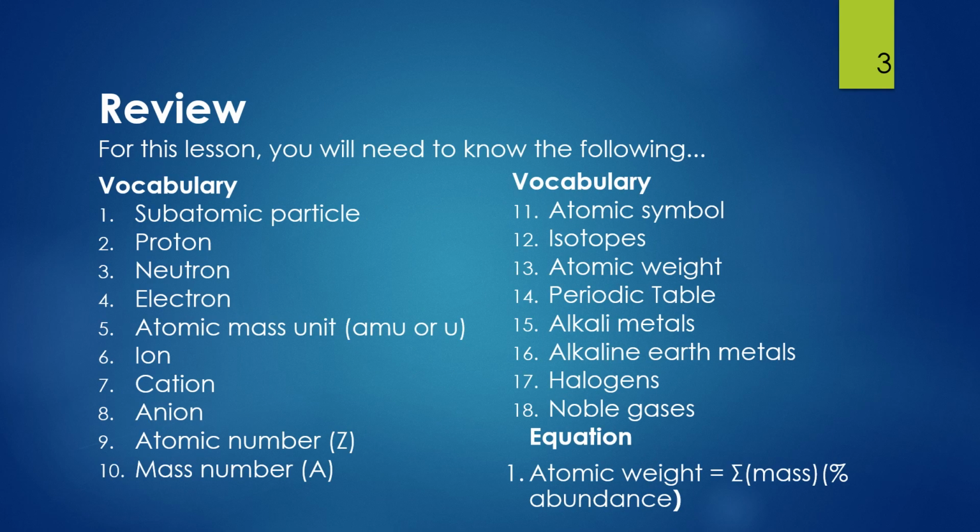Here is a list of the new vocabulary terms that we will learn, off to the left-hand side, continuing on to the right. You'll also notice that there is an equation that we will learn as well. And this will be for isotopes when we're trying to figure out the atomic weight using the abundance of the isotopes.